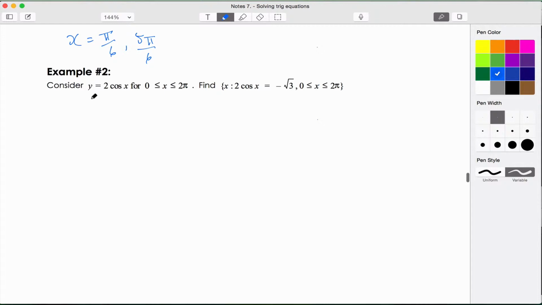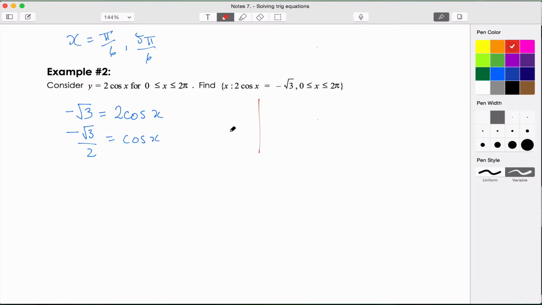For our second example, y equals 2 cos x for x between 0 and 2 pi again. Find x such that 2 cos x equals negative root 3 from 0 to 2 pi. You might like to have a go at this one on your own and pause. Otherwise you can continue to watch. First thing I'll do is write out the equation again. Negative root 3 equals 2 cos x. This is 2 times cos x, so I can divide by 2. Negative root 3 over 2 equals cos x.